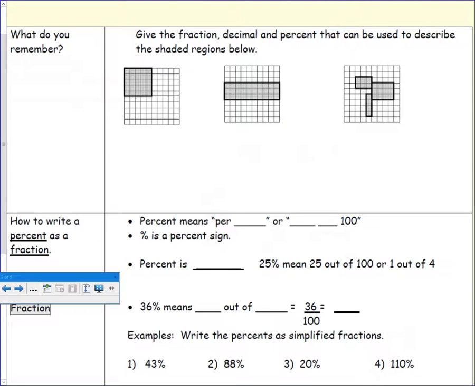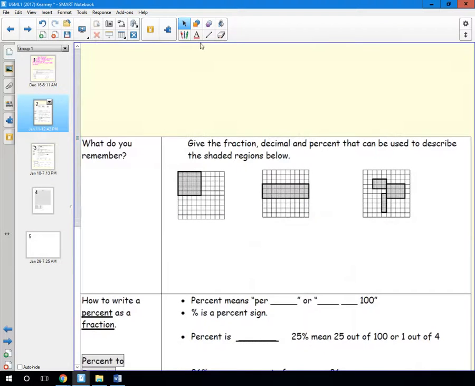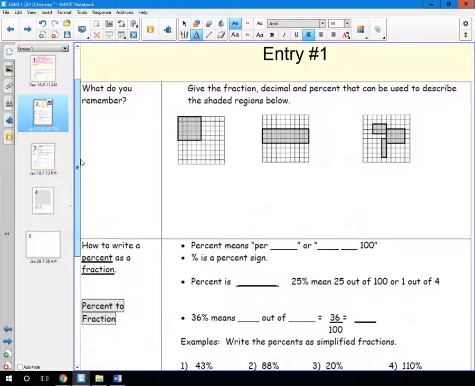So take just a minute to read our learning goal. Perfect. So today we're talking about how to convert from percentages to fractions and decimals, and back and forth between all of those. Before we get started, go ahead and write at the top of your mini lesson that this is entry number 1. So let's take just a minute to write at the top entry number 1. And you should have gotten a new table of contents today, so you can update your table of contents.